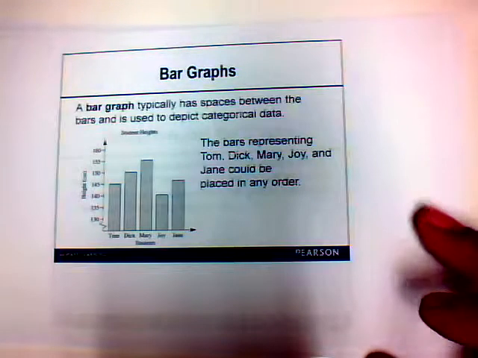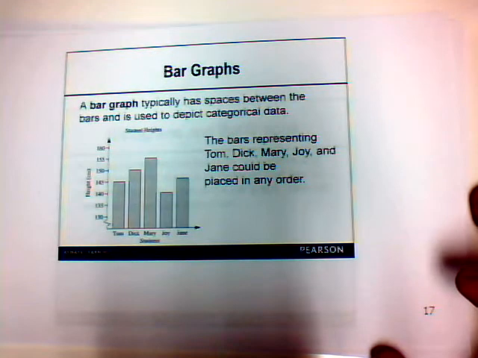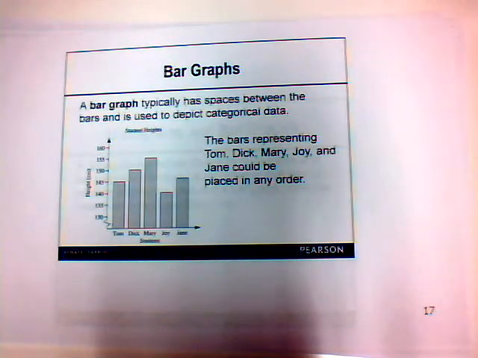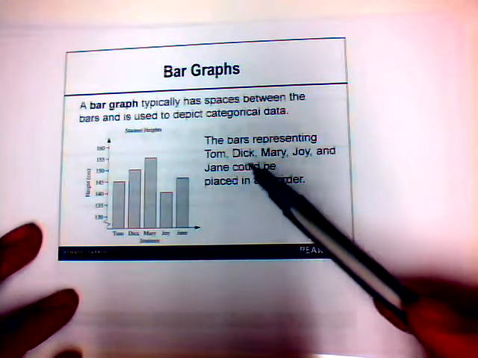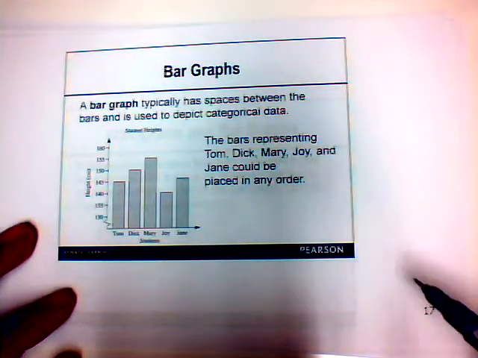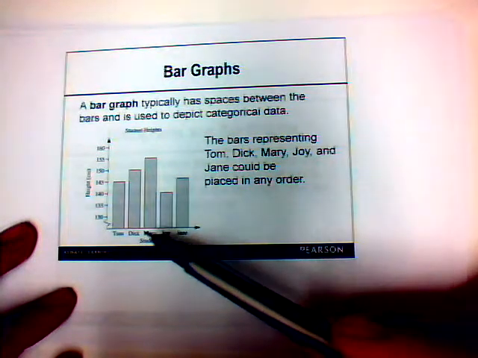Now, a bar graph is like a histogram, but it's a little bit different because it typically has spaces between the bars and is used to depict categorical data. So in this case here, these are the bars that represent Tom, Dick, Mary, Joy, and Jane. And they can be placed in any order.